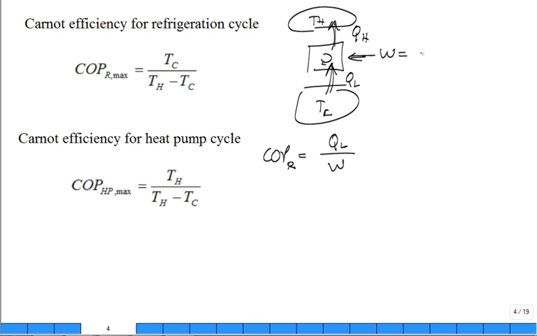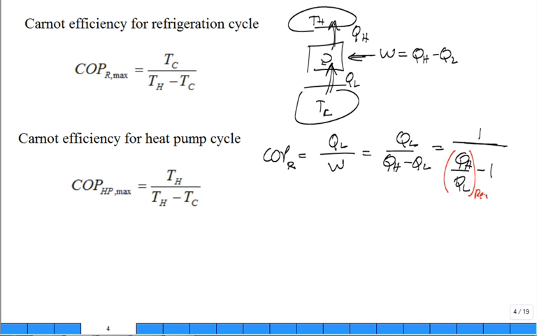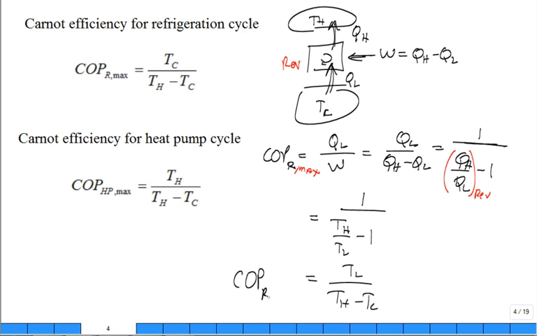From the first law, this work is going to be QH minus QL, true? Conservation of energy. So you can replace this by QL divided by QH minus QL, which is 1 over QH over QL minus 1. And now, if it happens to be reversible, you'll get the maximum COP for the refrigeration system. And that maximum can be related to 1 over TH over TL minus 1. Or you just unravel, you get TL over TH minus TL.